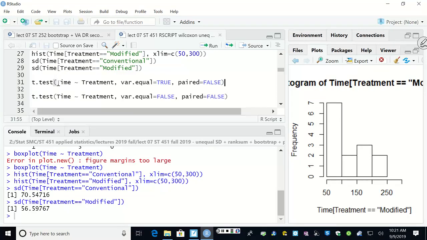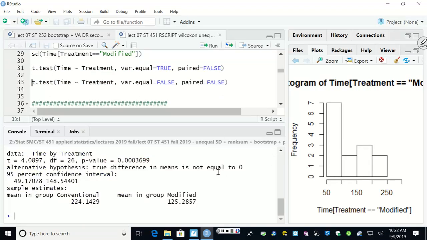One way to say that something is a function of something else in R is this little tilde. So time as a function of treatment, and it's going to divide time by these two groups. There's an equal number of observations, so you want to make sure you tell it that it's not paired. And one argument is to say that the variances are equal versus unequal. Does it make a difference?